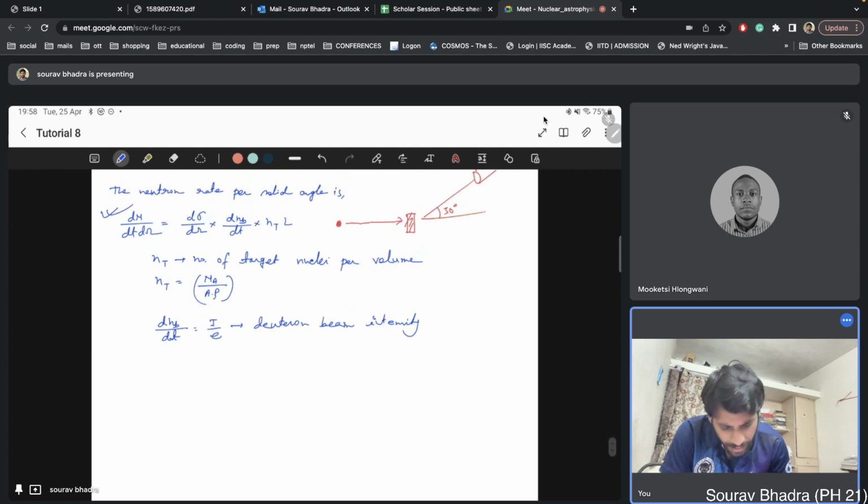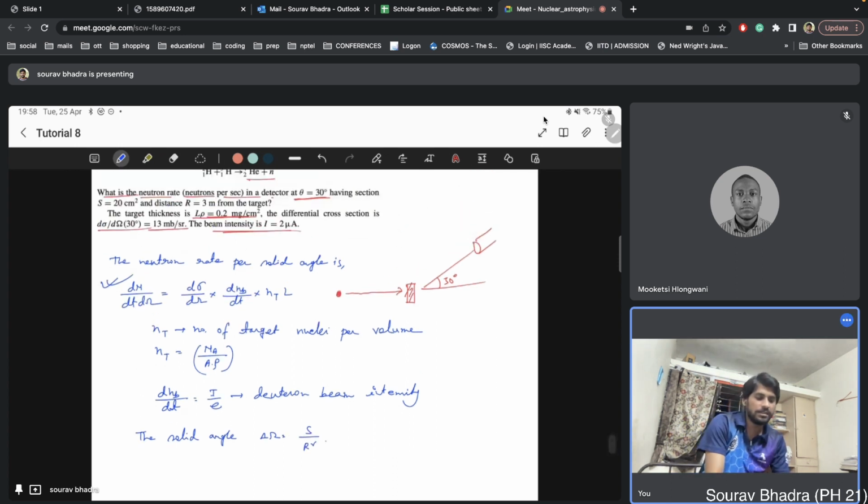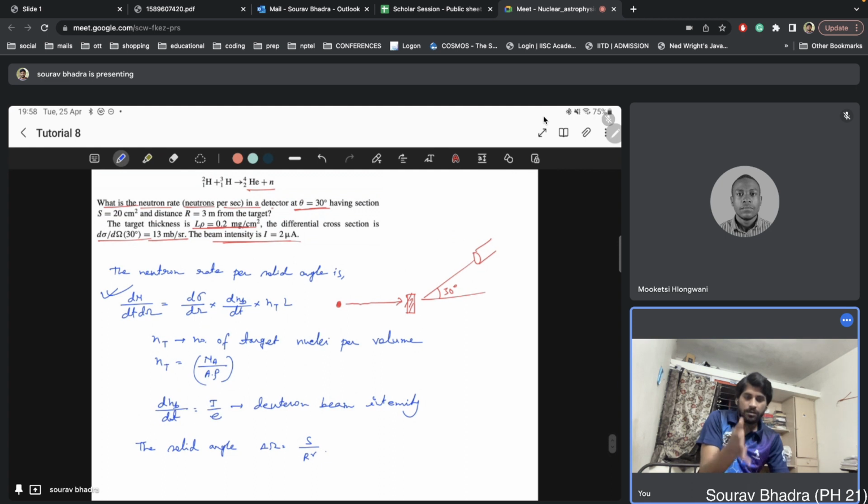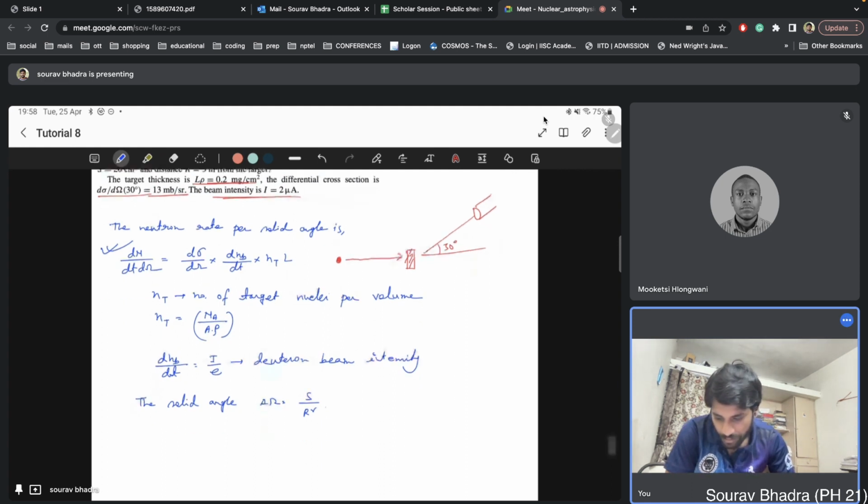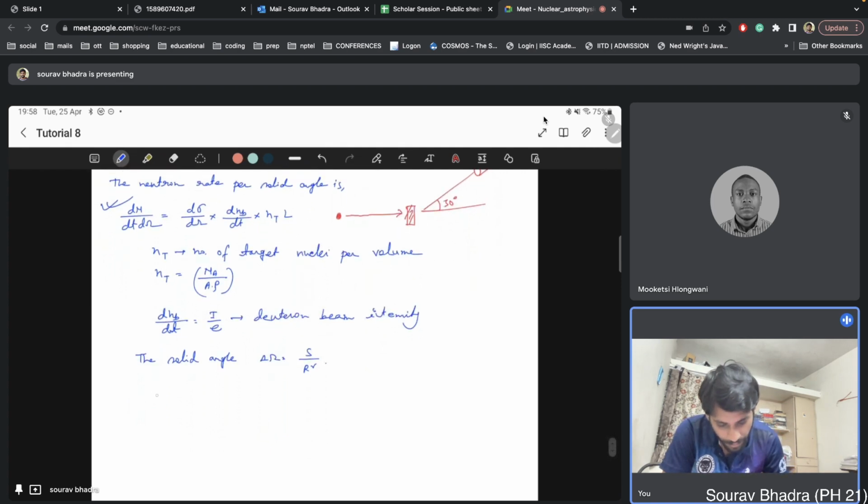Okay, so dN_B/dt is the deuteron beam intensity, and the solid angle is delta omega, which can be written as S by R square, where S is the distance from the target material and R is the radius of this particular thing. So this is the expression, and from here we can calculate dN/dt as dσ/dΩ times S by R square.